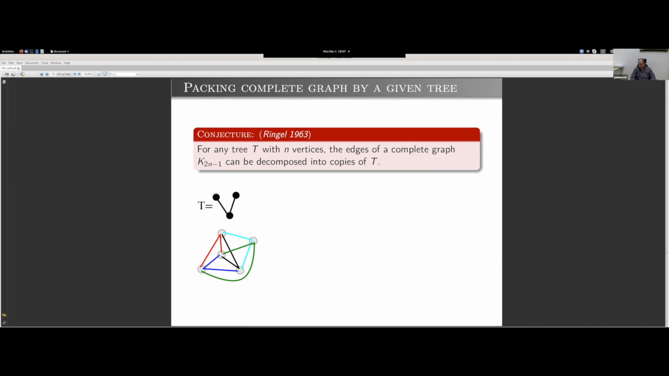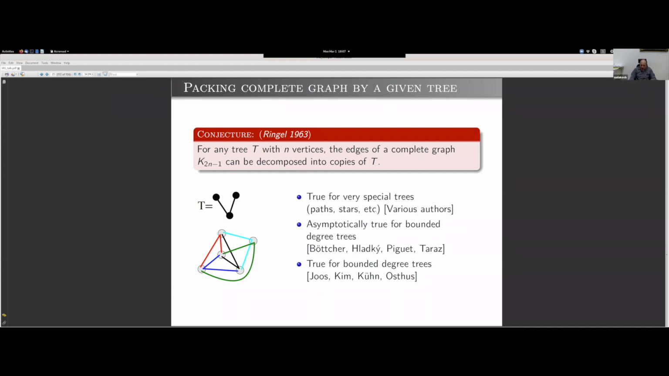Okay? So again, over the years, people were very much fascinated by this conjecture because it has such a succinct and appealing form. And indeed, they first verified it for special trees, so you can check that it's true for paths, stars, something they called caterpillars, and many other trees. Then it was proved asymptotically by Böttcher, Hladký, Piguet, and Taraz for all bounded degree trees. And then recently, it was proved exactly, again for bounded degree trees, in a very beautiful paper by Joos, Kim, Kühn, and Osthus. And observe that it's again similar to the previous problem.